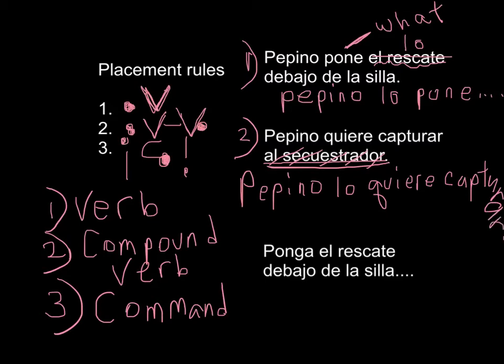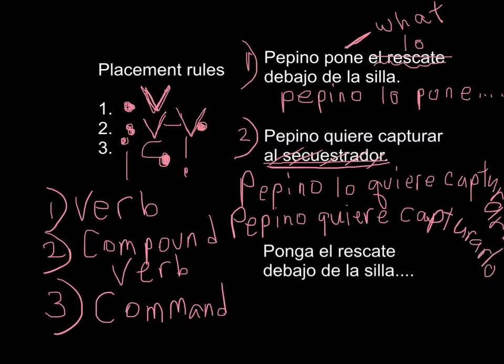And my new sentence could look like that. Pepino lo quiere capturar. Or I have that second option, Pepino quiere capturarlo. So far this is all what we've been practicing already in class. This is a bit of a review. I could attach the lo to the end.